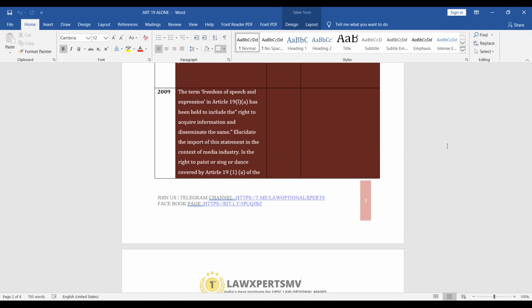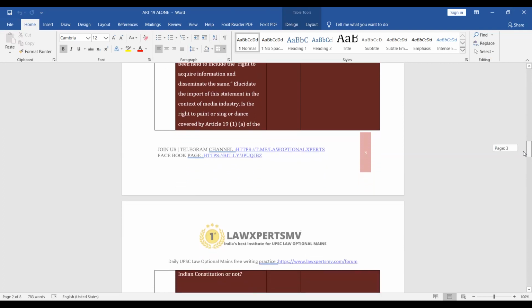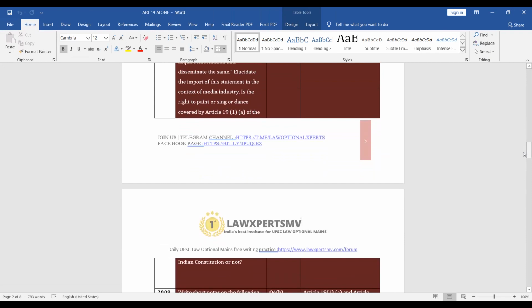The in one has been held in information and in the context of media industry is the of the Constitution of.